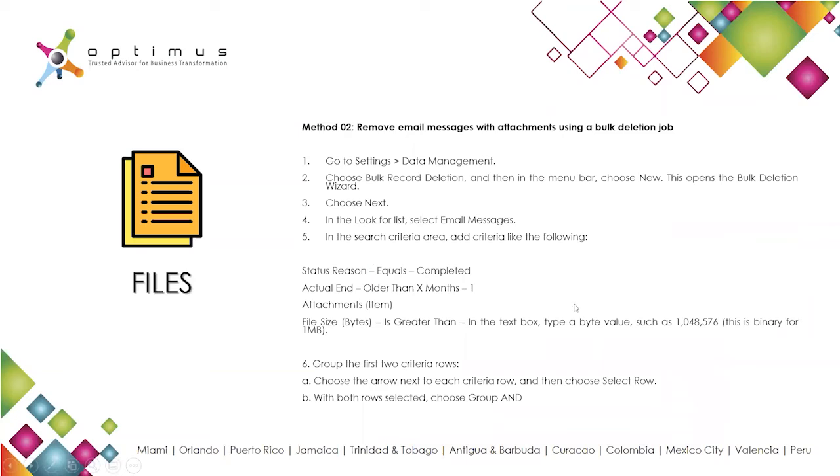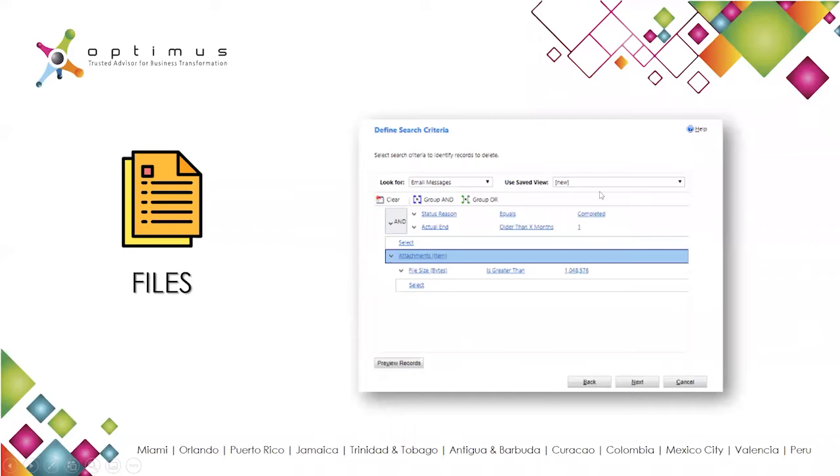So the proper way to do it is probably to create a bulk delete job. You could go to settings, go to data management, and create a bulk delete job with these criteria. Basically, we are going to be deleting all the email messages in status completed, older than 1 month, probably, where the attachment is more than 1 MB. After that, we just select the criteria, create the AND relation, and then save it.